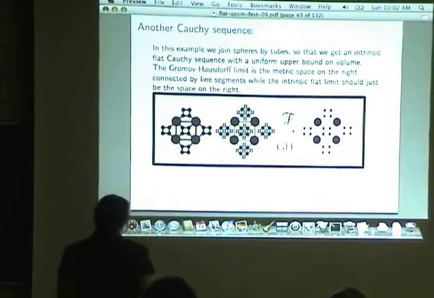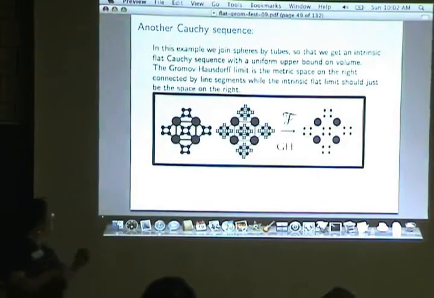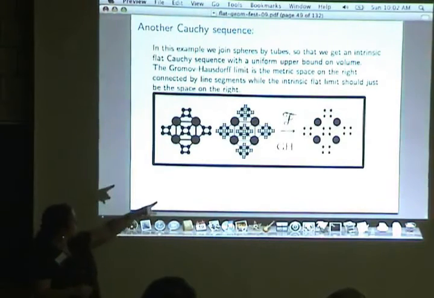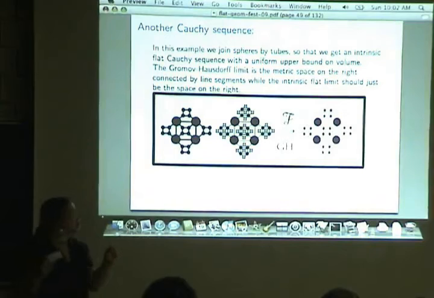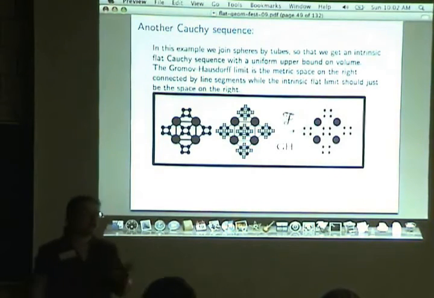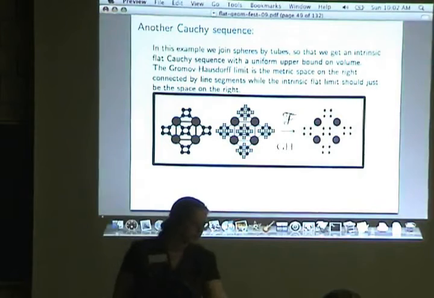Here's another sequence. If I take spheres and join them with tubes, and I take more spheres and join them with more tubes, the limit in the Gromov-Hausdorff sense would be a huge collection of spheres joined by line segments. And the intrinsic flat limit will be just the spheres with no line segments. And that space has so many different but countable collection of spheres in it. And that's crucial, that it's a countable collection.